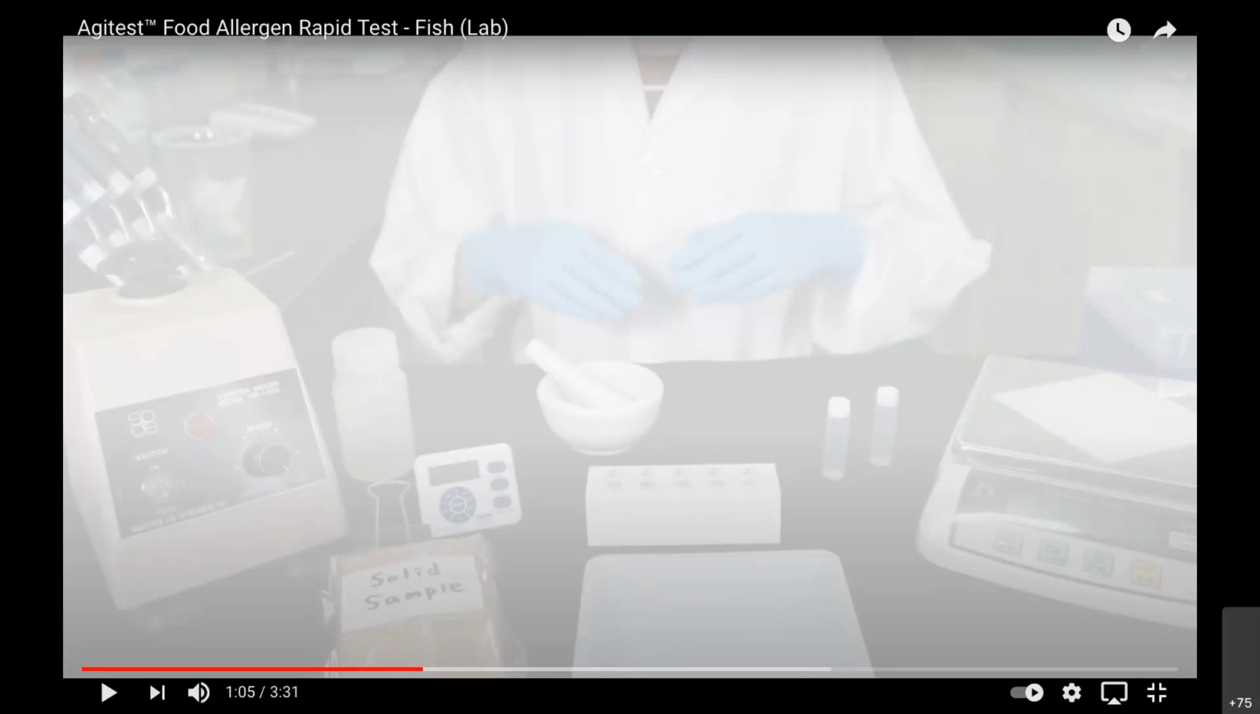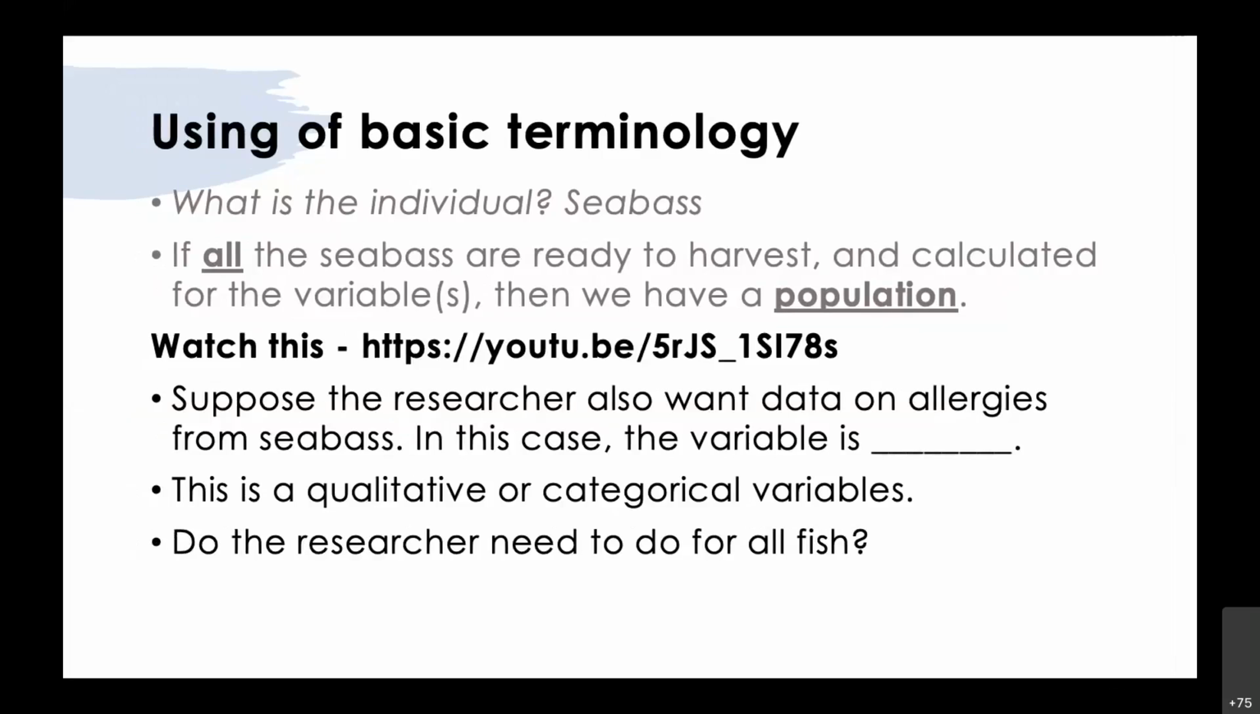You understand, right? The video just now was about testing of a sample. So just now, when we want to harvest the whole population, 200 ikan from the ready to harvest, if we weigh and measure that 200 fish, that is a population. But if the researcher wants to collect data on allergies of sea bass, because for example, if I eat this fish, I get allergies, then one example from the video is that they have to do testing of the fish.